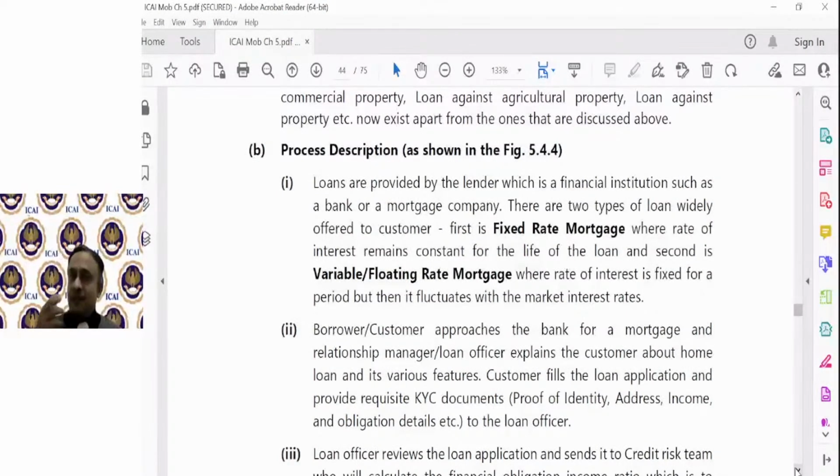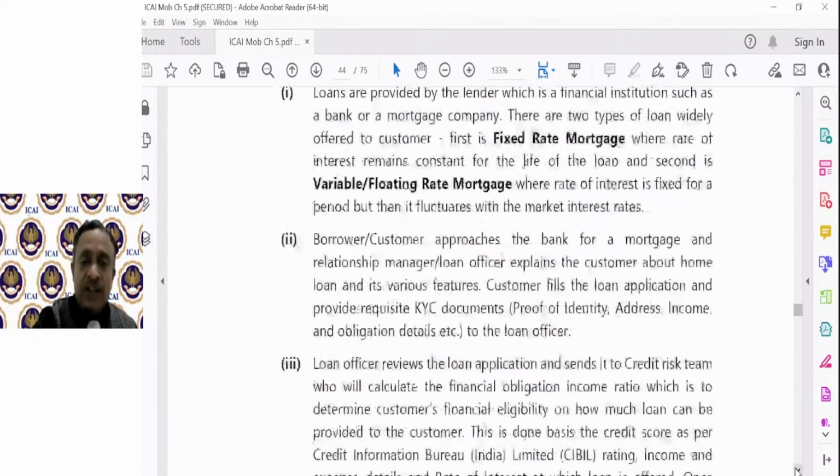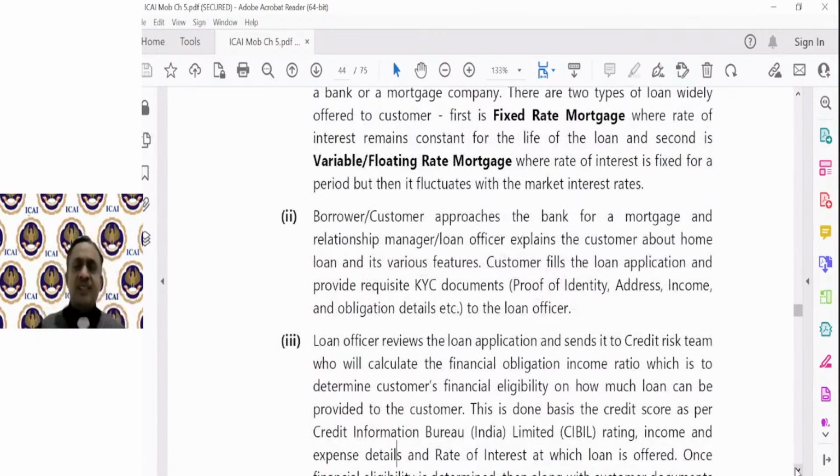So there are always benefits of comparing fixed rate mortgage to floating rate. These are the parameters based on which the banker may give. The borrower and banker agree that this mortgage loan is going to have a fixed rate or floating rate. Then the borrower customer approaches the bank for a mortgage, and then approval is there.